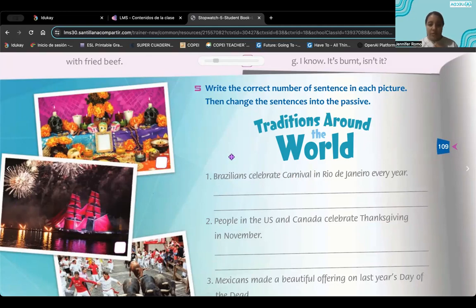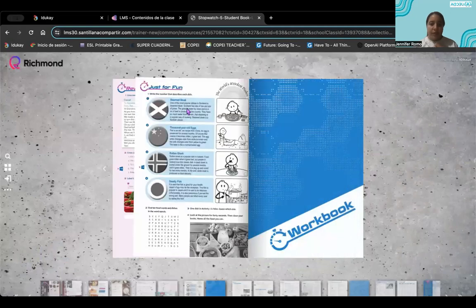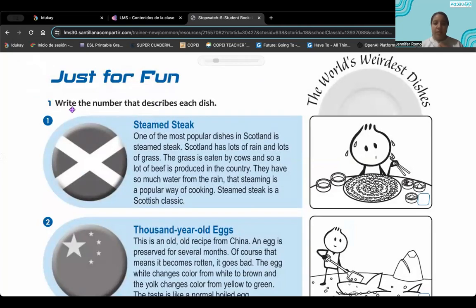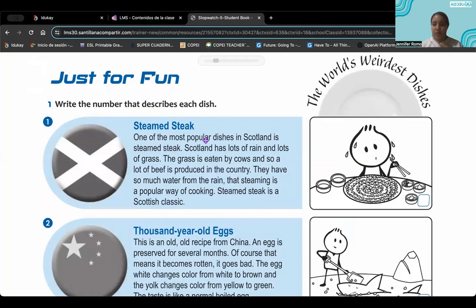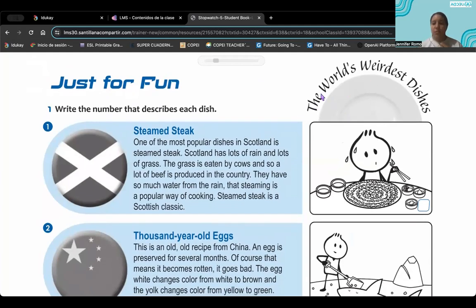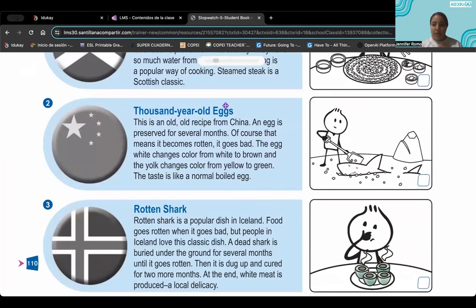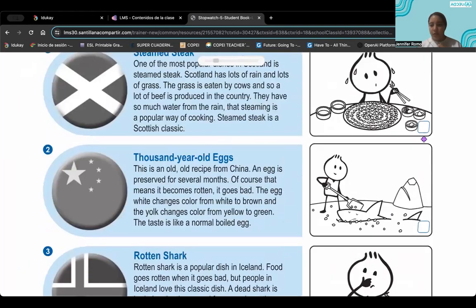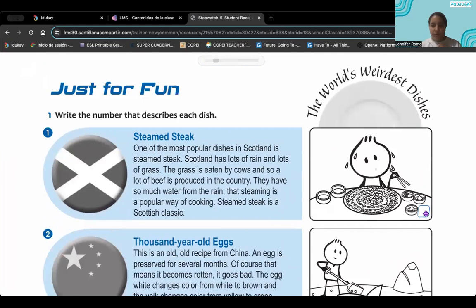Perfect. Now, let's go to the last part. It says just for fun. It says write the number that describes each dish. Escribe los números que describen cada plato. So it says the world's weirdest dishes. Quiere decir los platos más extraños del mundo. So you have here the dishes, and then you have to number here. You have to put 1, 2, or 3. Okay, aquí tenemos los platos y aquí tienen que poner, por ejemplo, los nombres.